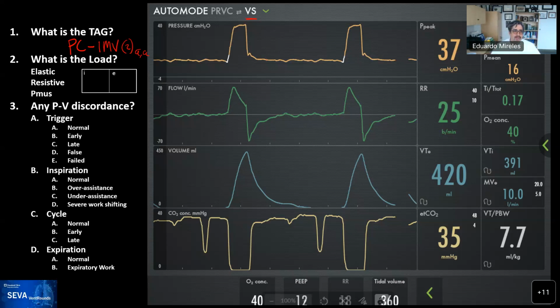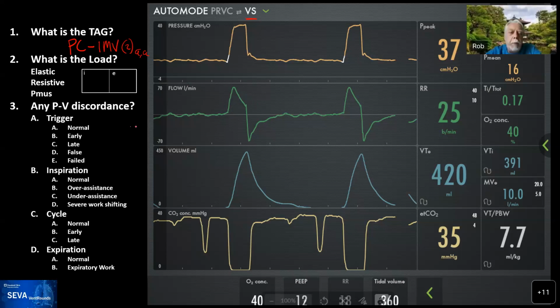Very good. Thank you, Rob, for doing this. Now, the load is a little bit tricky, but let's do this together. So when we talk about the load, and because this is pressure control, Rob, you would say that we look at the flow, correct? Correct. And so if you look at this, what load would you give? Elastic, resistive, or would you say there's a lot of PMOS and I cannot see? You asking me? Yeah, since you are the master of elastance.